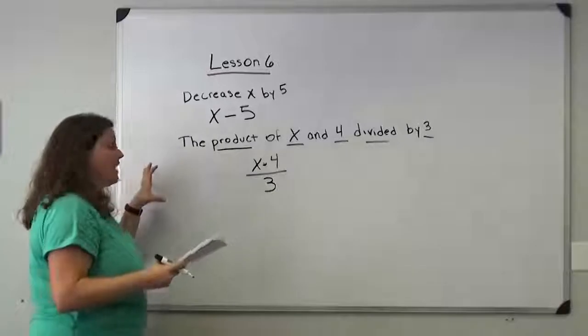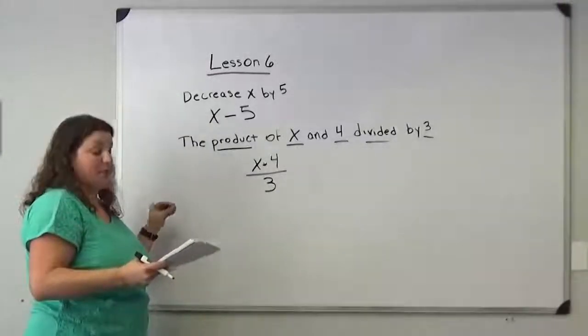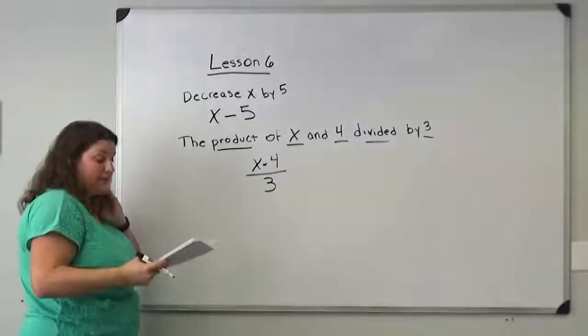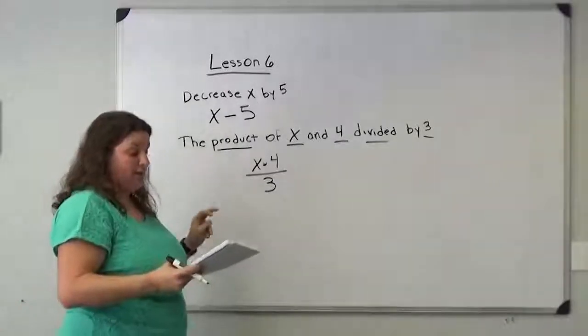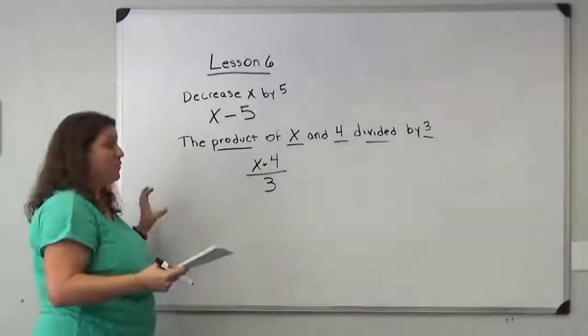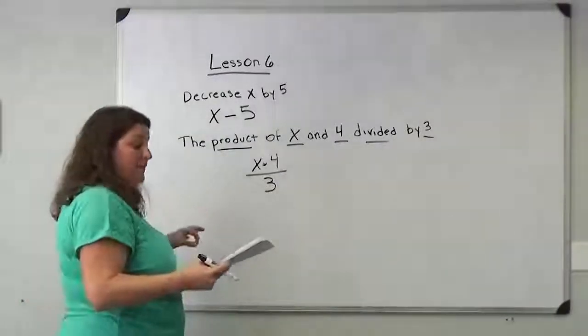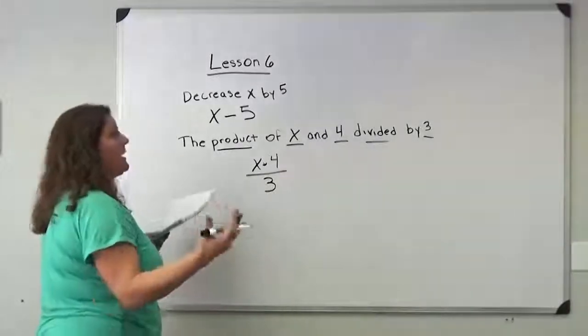You need to remember that when it's written sum, S-U-M, that's the same as adding. The difference is subtracting. Product is multiplying. And if you're given the word quotient, that means division. Now you're being asked to do the opposite.